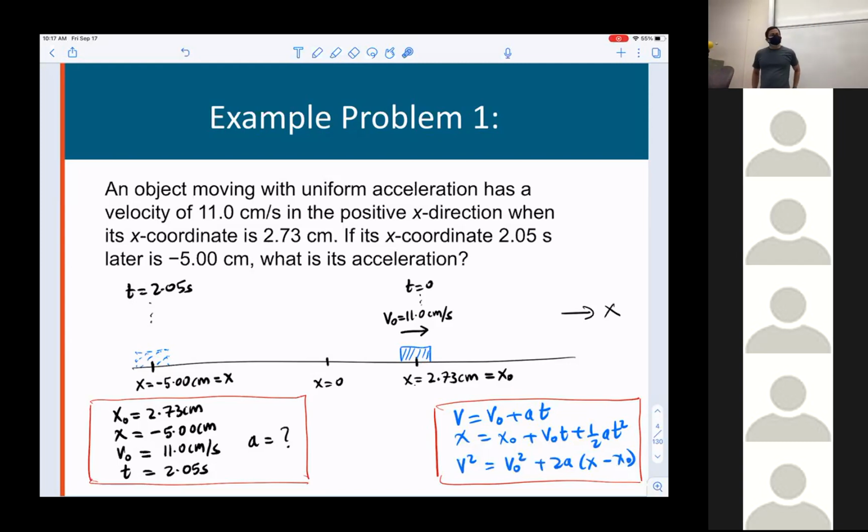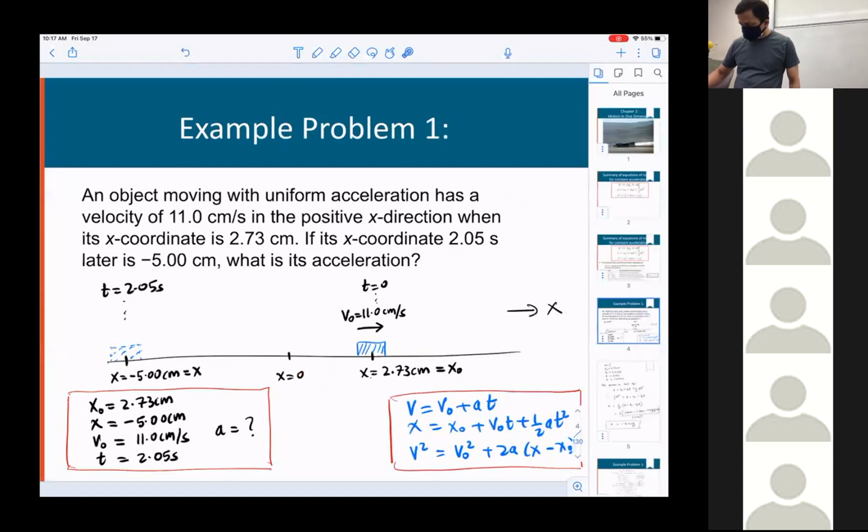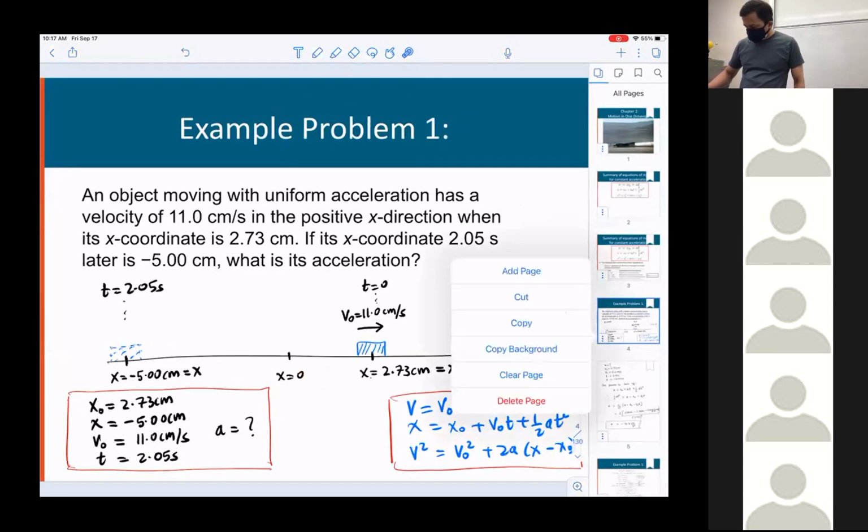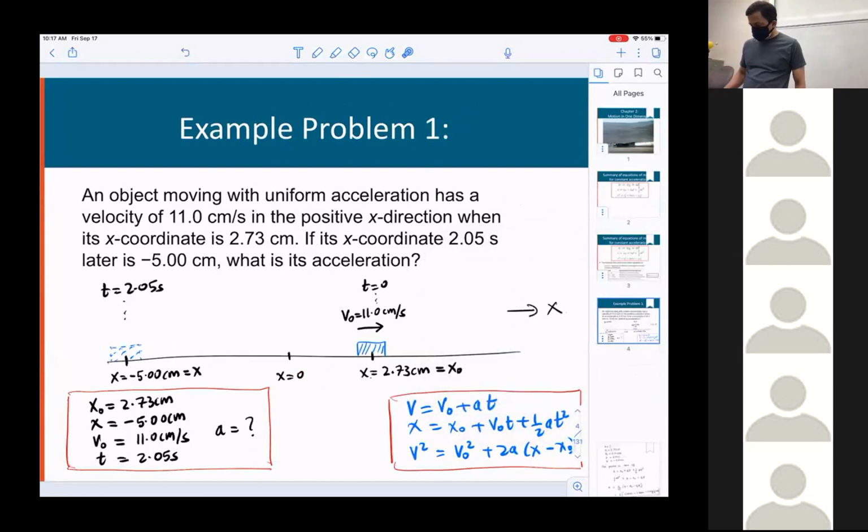Any questions so far? And so next, all we're going to do is look at those equations on the right and see if there's something that helps us find the acceleration. First off, is anyone confused by what's happening in this problem? They're telling you that the object is moving to the right, and then a little bit later, it's on the left. Anybody confused by that? Does anyone see what's going on? How is that physically possible?